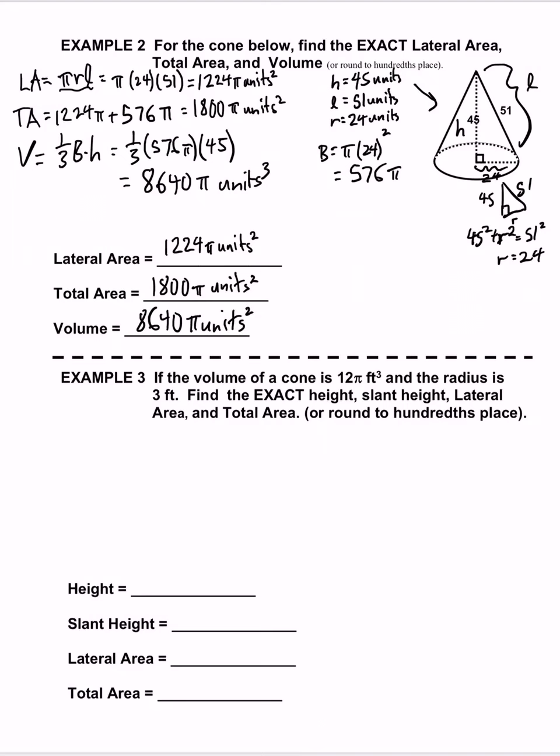One more left. This one we're going to have to work backwards a little bit. It says if the volume of a cone is 12 pi feet cubed and the radius is 3 feet, find the exact height, slant height, lateral area, and total area. So again, I'm just going to keep this all in terms of pi for the most part. So there's some key things here. Volume is already given to us. Volume of a cone is 12 pi and radius is 3 feet.